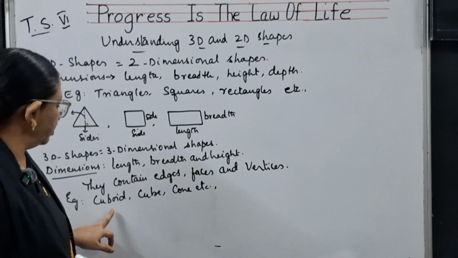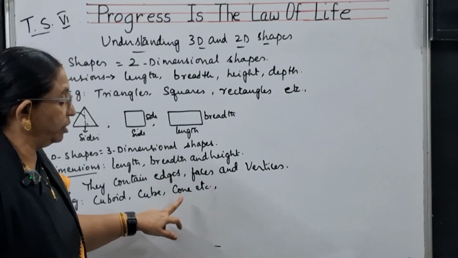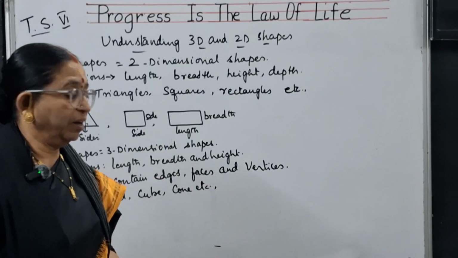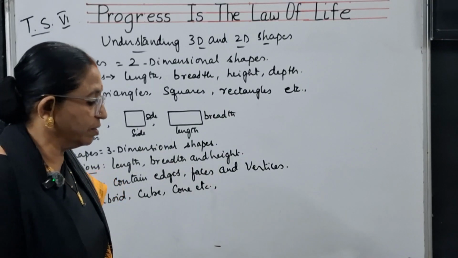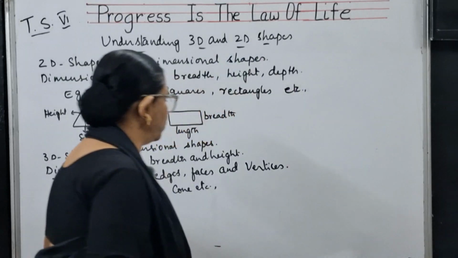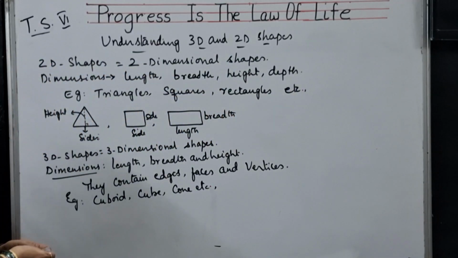We have examples here: cube, cuboid, cone, etc. You can take about prism, pyramid, everything. So we are going to discuss about each and every three-dimensional shape now. Just as an introduction, you copy this, children.